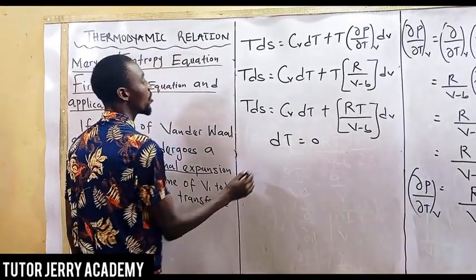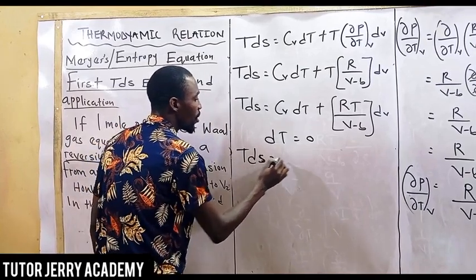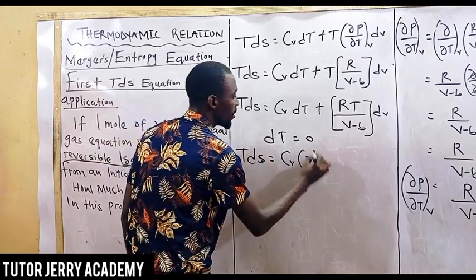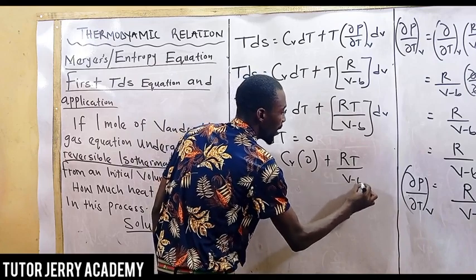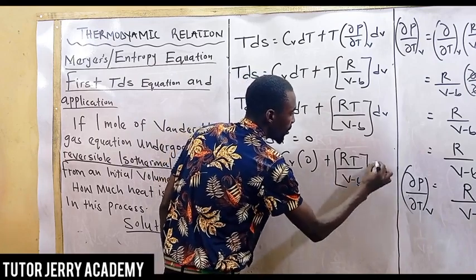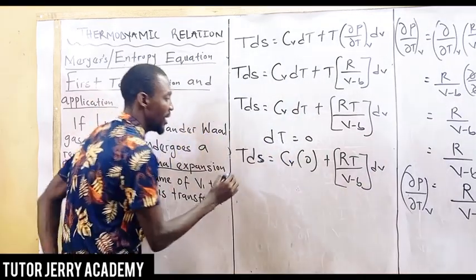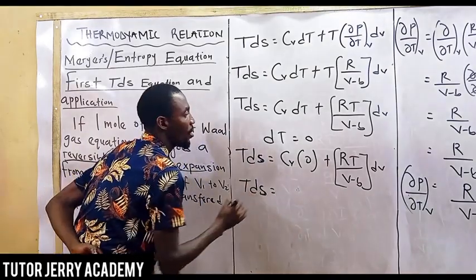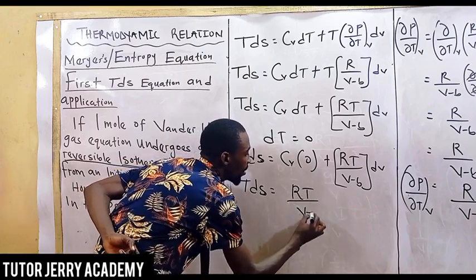So if dT is equal to 0, it means Tds will be equal to Cv into 0 plus RT over V minus b into dV. So this one here automatically becomes 0. Then Tds will be equal to RT over V minus b dV.